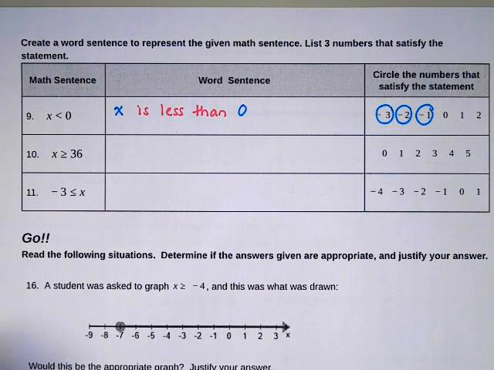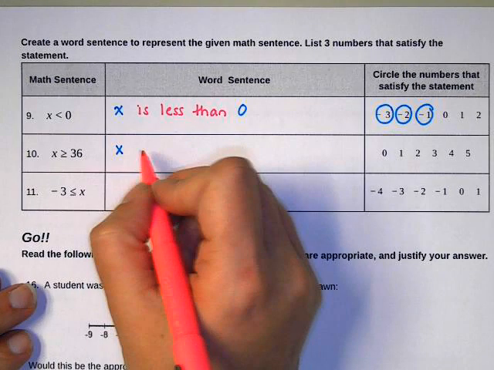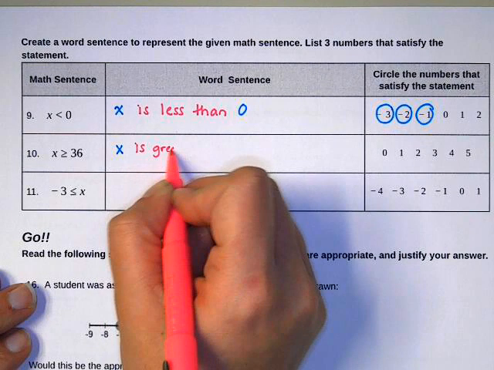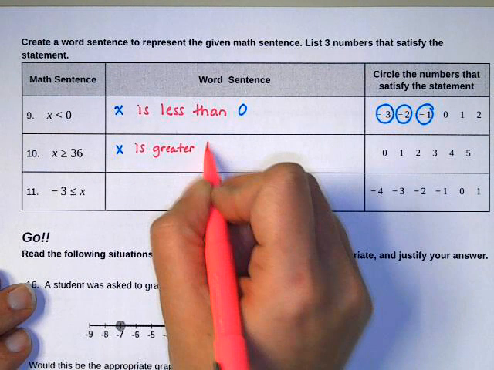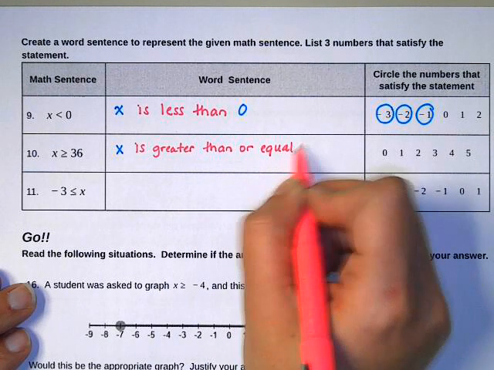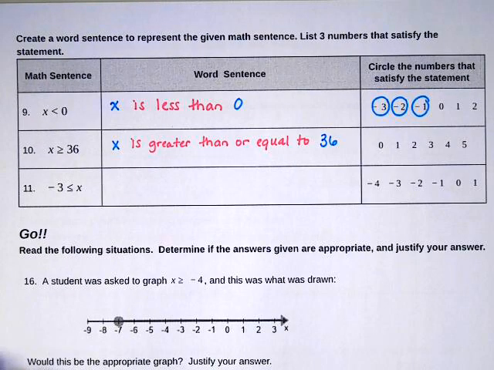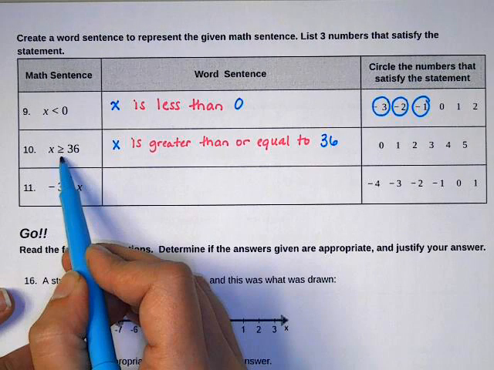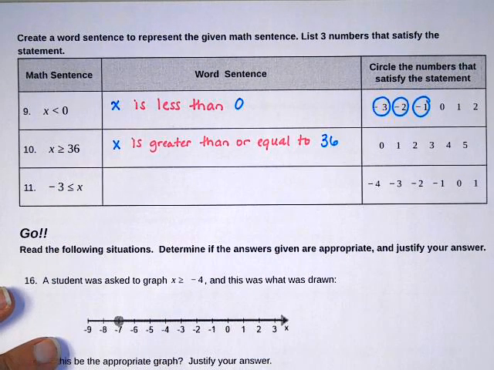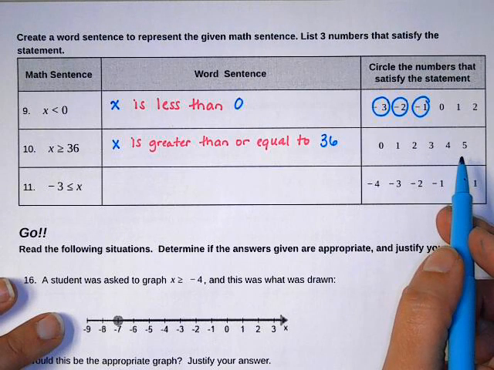For problem number 10, I would say x, and then instead of "is less than," this symbol means "is greater than or equal to" 36. Because this has a greater than and the little number underline, I need to say "is greater than or equal to." So on this list, none of these numbers are bigger than or equal to 36, which means I'm done.